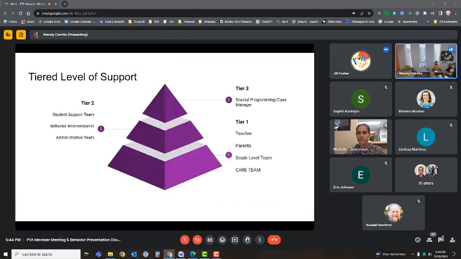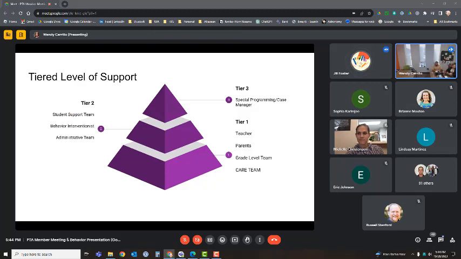I just want to give you a little breakdown as it relates to how we respond to students in academics or behavior, depending on where they may fall in that trajectory. Again, tier 1 is something that everyone receives, and today we're specifically talking about behavior. So when we talk about tier 1 and problem solving or supporting students, that tier 1 level of support comes from the teacher and parents.